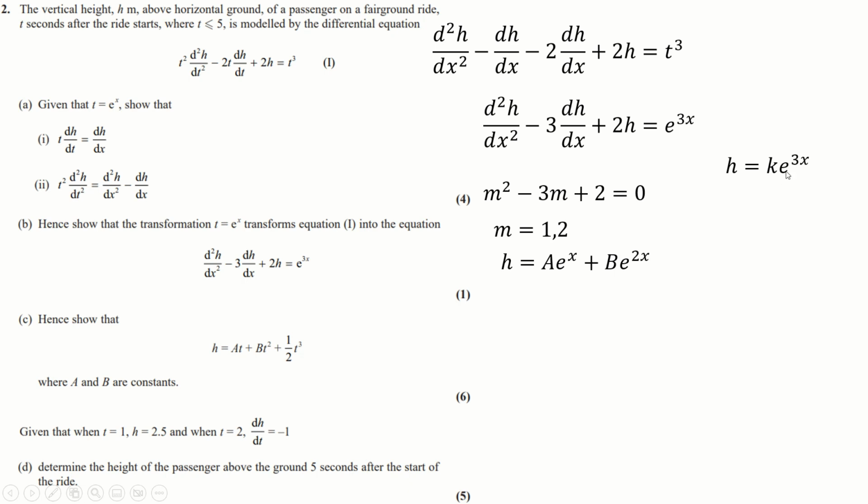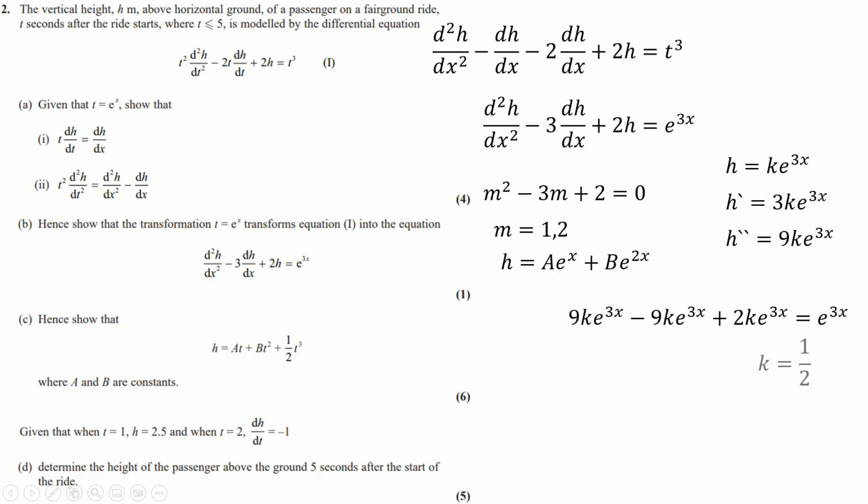Differentiate this to get k, 3k e to the 3x, I guess. Differentiate again to get 9k e to the 3x, and shove those three results into here to find out what k needs to be. You get k as a half. And then, of course, that means that the full answer is going to be this plus a half e to the 3x, which is basically what they wanted, except e to the 3x going back a step.